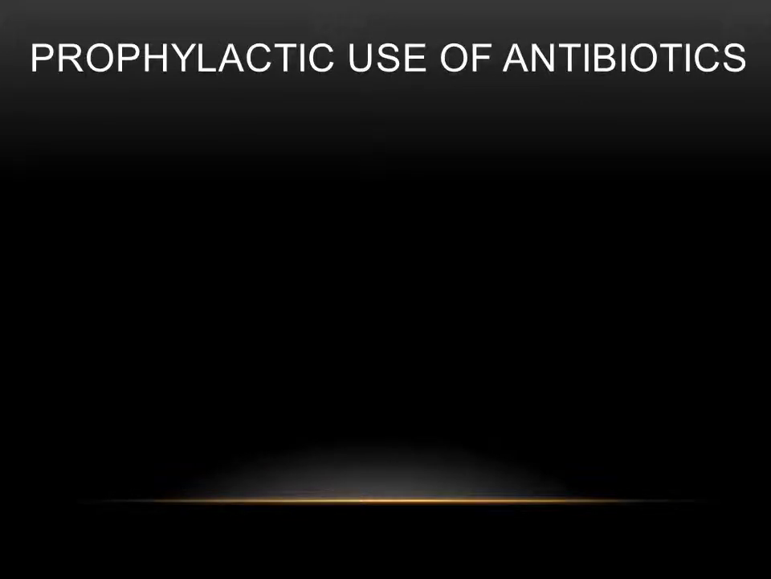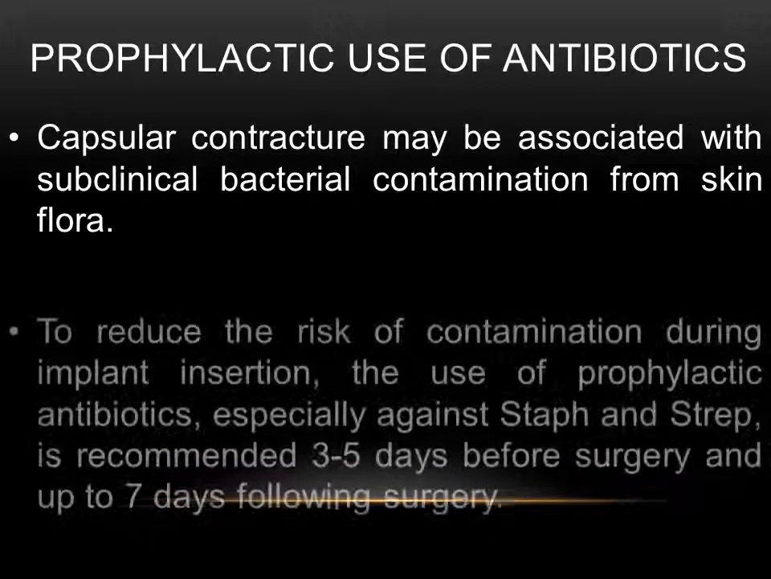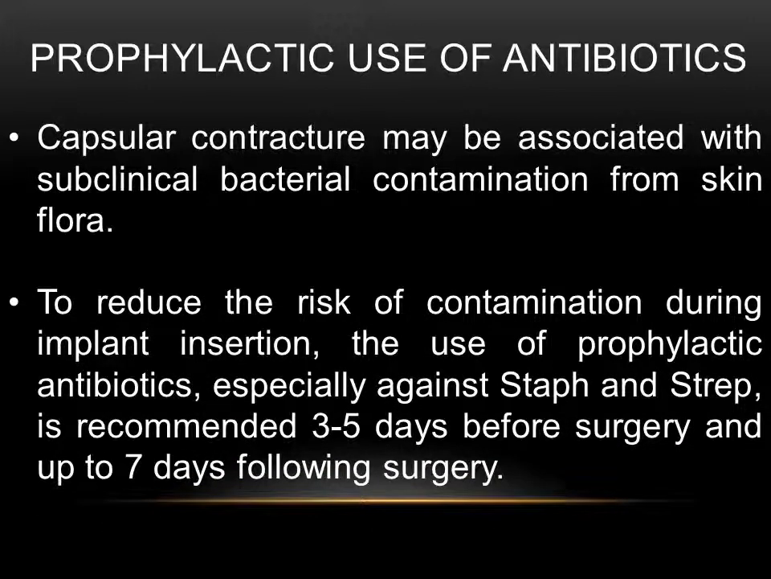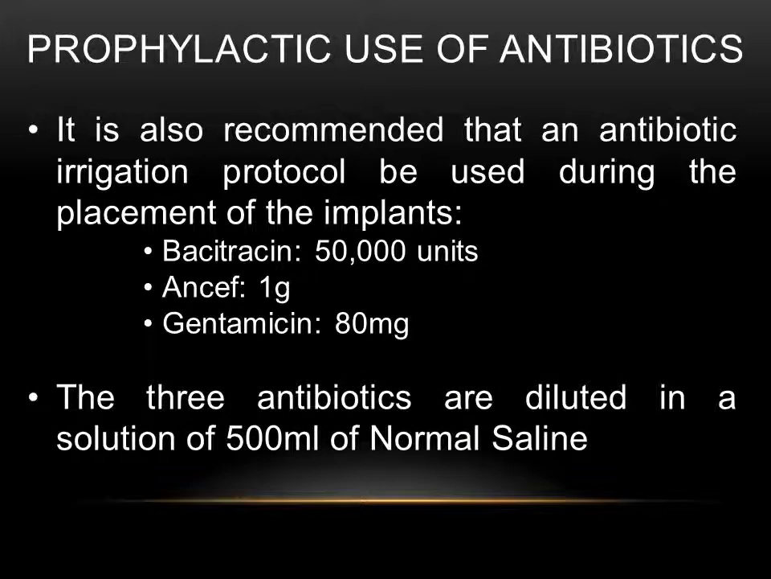Prophylactic use of antibiotics. As repeatedly stated, capsular contracture may be associated with subclinical bacterial contamination from skin flora. To reduce this risk during implant insertion, the use of prophylactic antibiotics, especially against staph and strep, is recommended 3 to 5 days before surgery and up to 7 days following surgery. It is also recommended that an antibiotic irrigation protocol be used during the placement of the implants, which in most cases includes a combination of bacitracin, Ancef, and gentamicin, and a 500 milliliter dilution of normal saline.